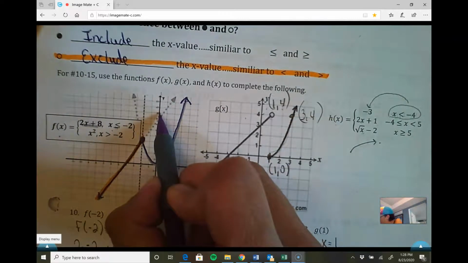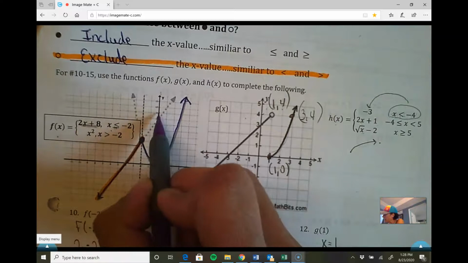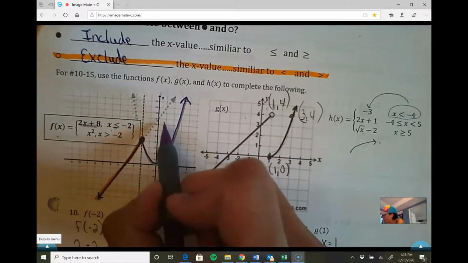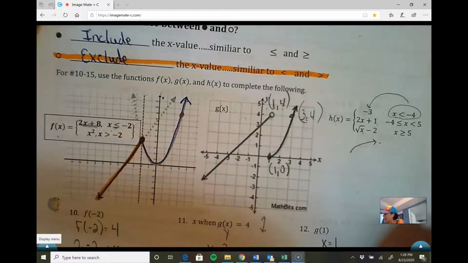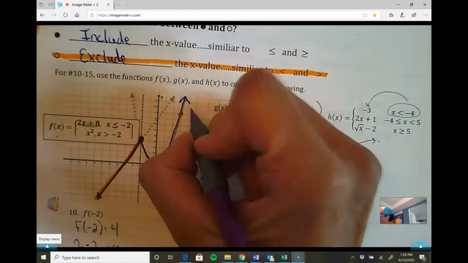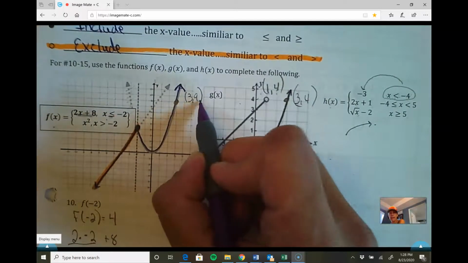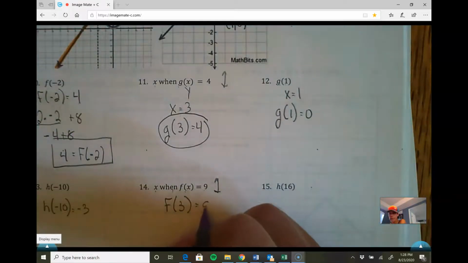So when I get to 9, I need to find x, and x tells me I should go left or right, and there really isn't anything here. You have to act like that dotted stuff's not there. But there is stuff to the right here, and it looks like that x value is 3. This is the point (3, 9). So when x is 3, I get a y value of 9. So my function, when x is 3, I get 9.